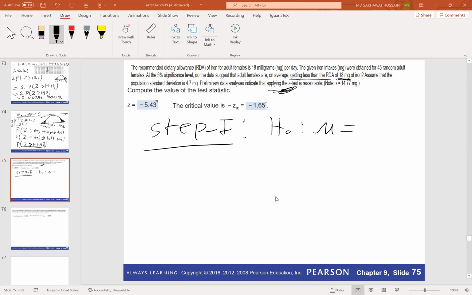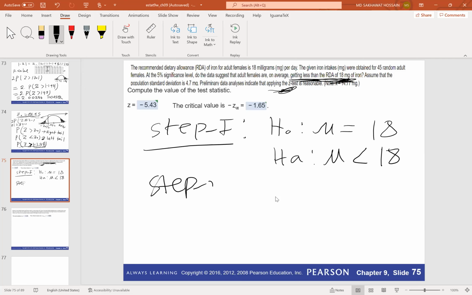We want to test whether mu is less than 18 milligrams, right? So the hypothesized value is 18. What is the alternative here? We want to test whether the females are getting less than the RDA of 18 milligrams of iron. So we want to test whether mu is less than 18 or not, right? So this is our hypothesis, which means this is a left tail test.